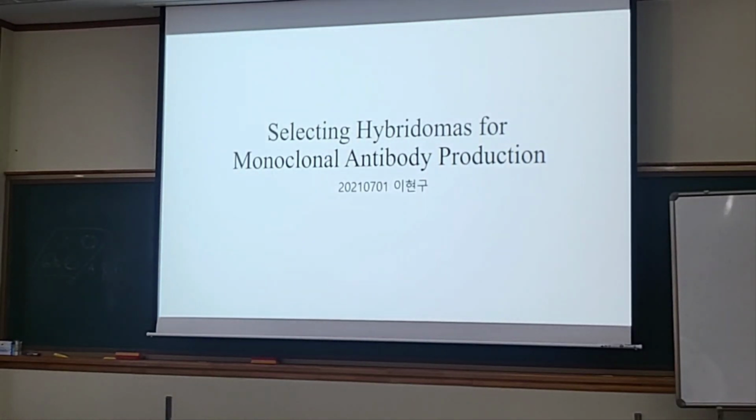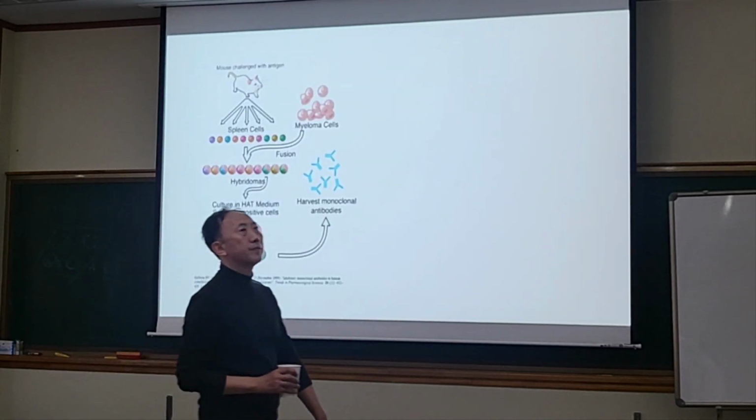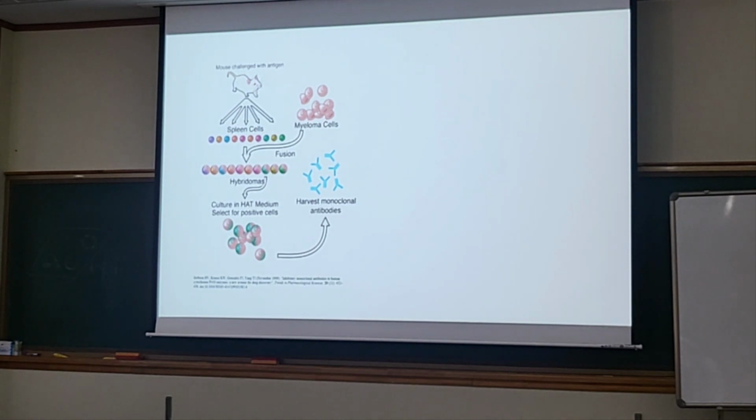Okay. Hello, my name is Hyun-Woo, and this is a presentation about hybridoma selection in monoclonal antibody production. Before we get into the details, let's briefly recap how monoclonal antibody production works. First, the B cells or spleen cells are isolated from the spleen and fused with myeloma cells, which are a type of cancer cell. And the success rate of the fusion is quite low.